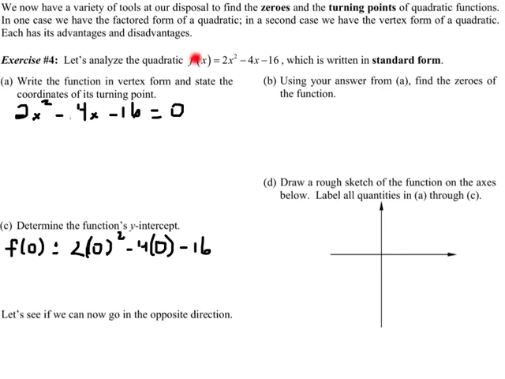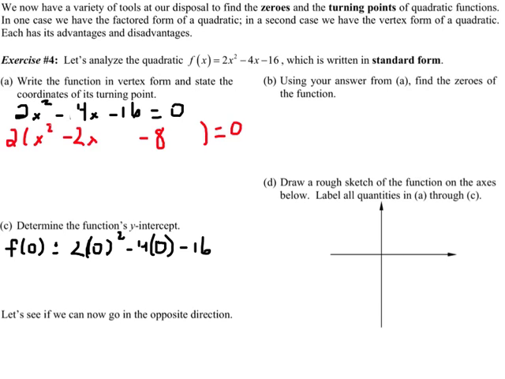All right, in exercise 4, we're going to take this equation, and they want to put it in vertex form first and state the turning point. So we will start off with that. I'm going to take this 2 and factor it out. I will be left with x squared minus 2x, and then minus 8. And that's all equal to 0.